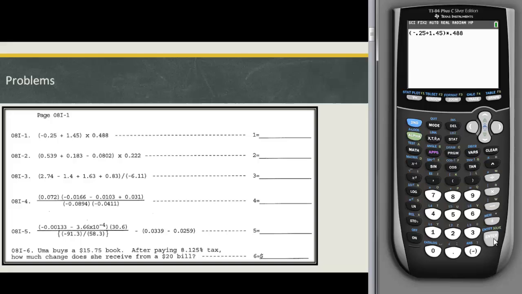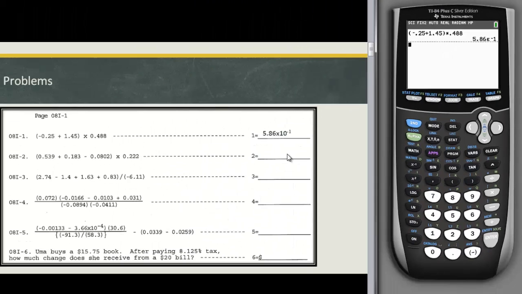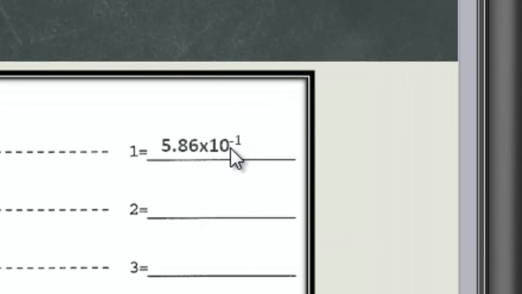So when I push enter on my calculator, my settings that I already put already round it to the hundredths place and give me the scientific number. Alright, we have it in scientific mode. So here I'm going to check if my answer is correct, and it's 5.86 times 10. I changed the e here to times 10, and then the negative 1.